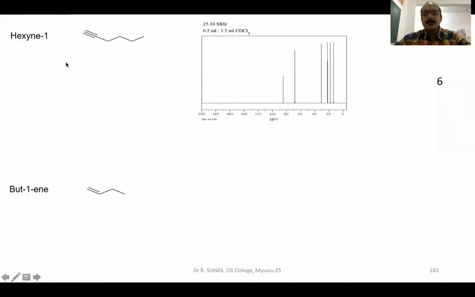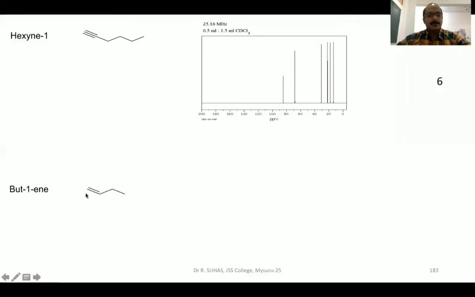Just like the previous problem, 1-chloropentane, here also all the 6 carbon atoms are present in different chemical environments, and as a result of that you are going to get 6 different peaks. 1, 2, 3, 4, 5, 6. So these 2 carbons are in the alkynic system. We know that it is an unsaturated system, and this is sp hybridized. As a result, these 2 will appear in a more deshielded region, whereas the rest of the 4 carbon atoms appear in the saturated region between 0 to 40.